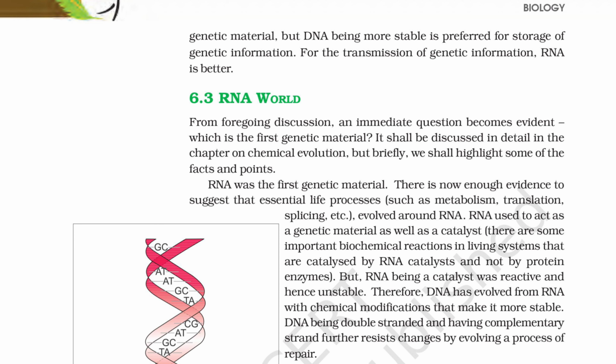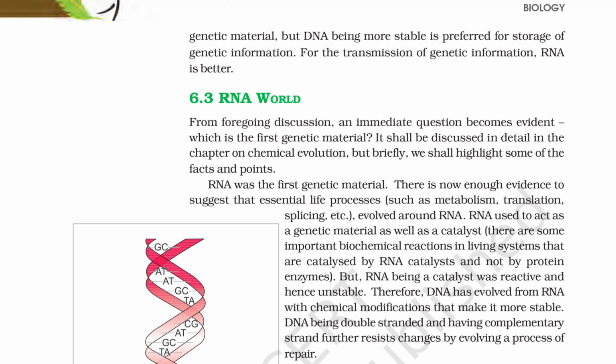RNA World. From the foregoing discussion, an immediate question becomes evident: which is the first genetic material? It shall be discussed in detail in the chapter on chemical evolution, but briefly, we shall highlight some of the facts and points. RNA was the first genetic material. There is now enough evidence to suggest that essential life processes, such as metabolism, translation, splicing, etc., evolved around RNA. RNA used to act as a genetic material as well as a catalyst.